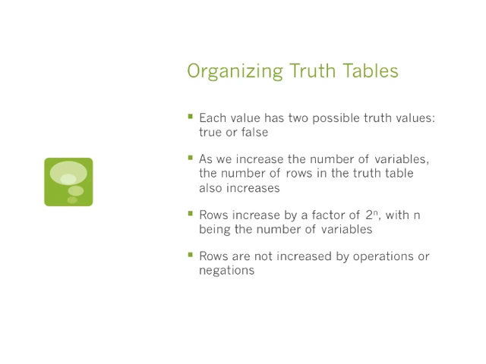The number of rows is not increased by operations or negations. While P and Q are unique variables and count towards n, the total number of variables, not P does not. Neither does a statement like P and Q or P implies Q.